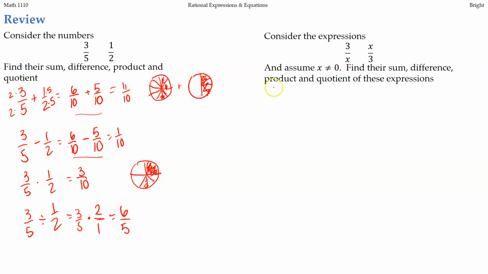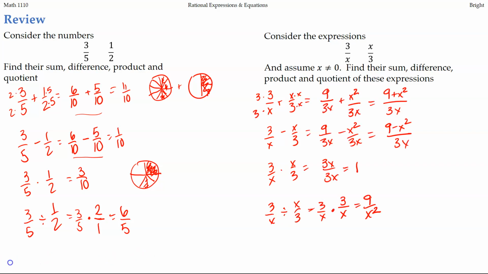And now with expressions, same sort of idea. So we have 3/x plus x over 3, and then we have 3/x minus x over 3, and then 3/x times x over 3, and 3/x divided by x over 3. I want you to again pause the video and try each of these. And here are the answers.